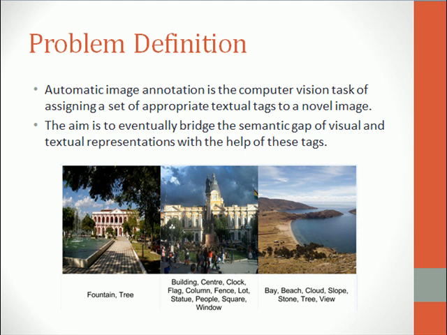Now automatic image annotation is a computer vision task which aims at assigning a set of appropriate labels to a new image. The aim is to eventually bridge the semantic gap of visual and textual representations. That is, given an image, we want to annotate all the things present in the image. For example, in this image, we want to annotate fountain, tree, building, road, etc.